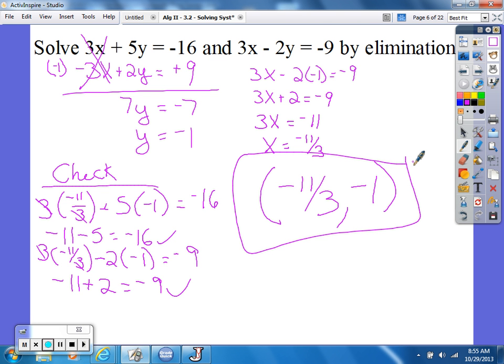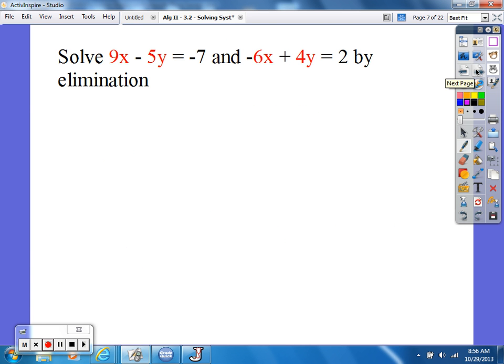Now this one was an easy one, right? You multiplied only one equation. Is it possible to multiply 2 equations? Yes. So let's go ahead and try that. Here is your next problem. Go ahead and write it down.